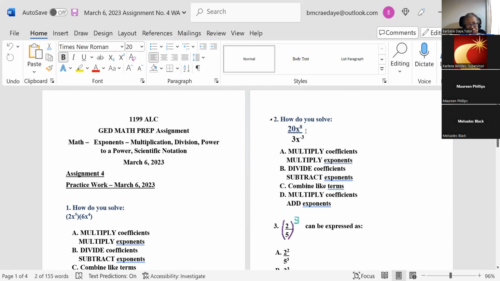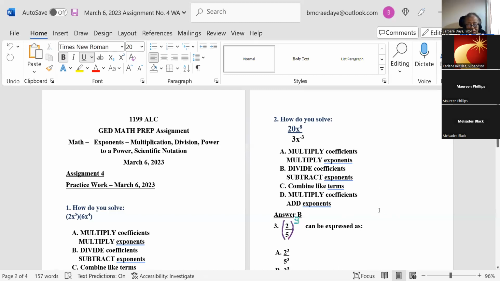So what's the rule when you have coefficients and you're doing division? You subtract the exponents. You divide the coefficients and subtract the exponents. Very good. That's answer what? B. Answer B. That's it. Very good. You remember the rules. Answer B.